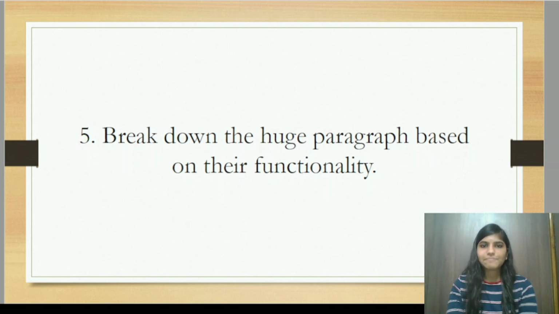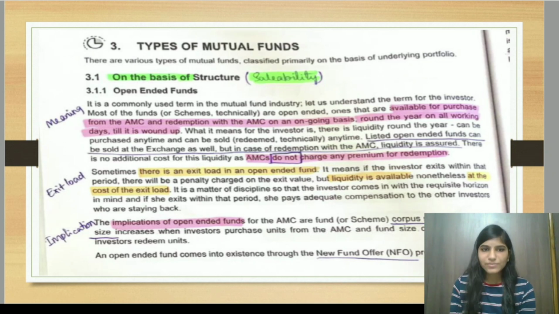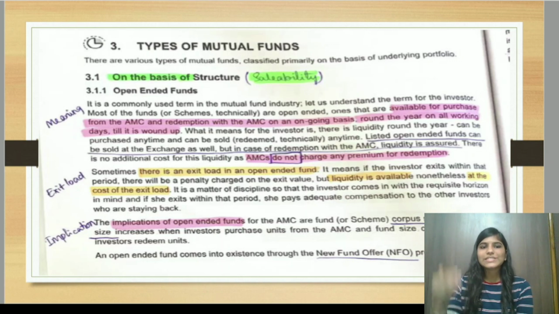So for this, doing something like this will be helpful. For example, in the types of mutual funds topic, there is open-ended mutual funds which has 3-4 paragraphs. So at the margin of each paragraph, I have written what that paragraph talks about, so that in case I want to refer only to a particular paragraph, I need not glance through the entire thing before structuring my answer. This will help me to give more relevant, crisp and to the point answers to the examiner.